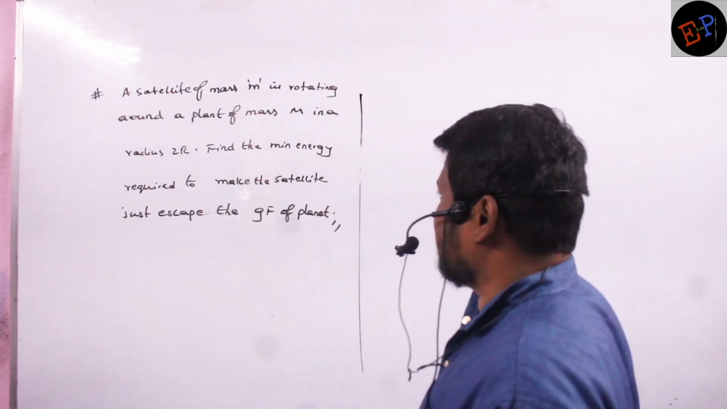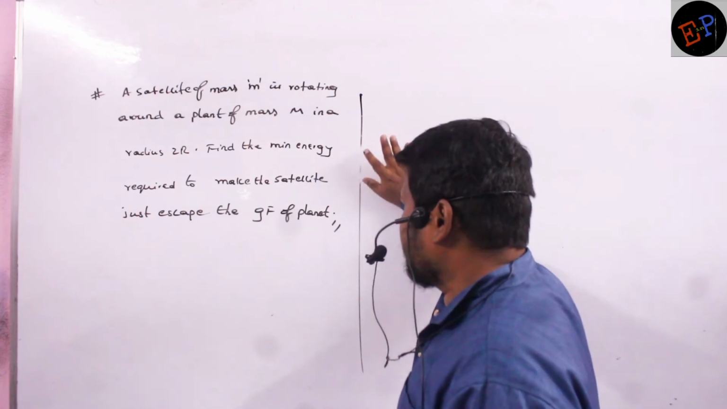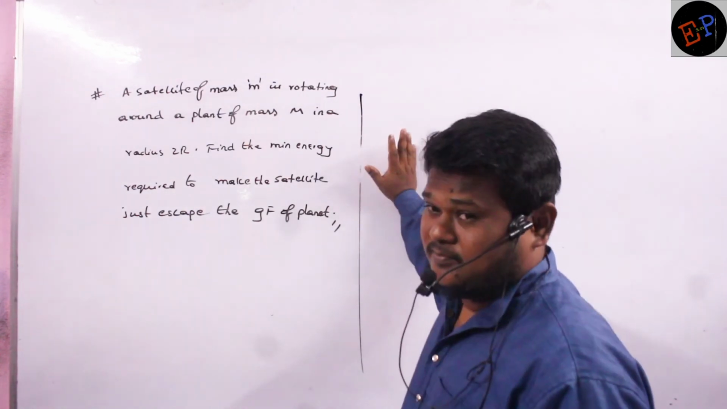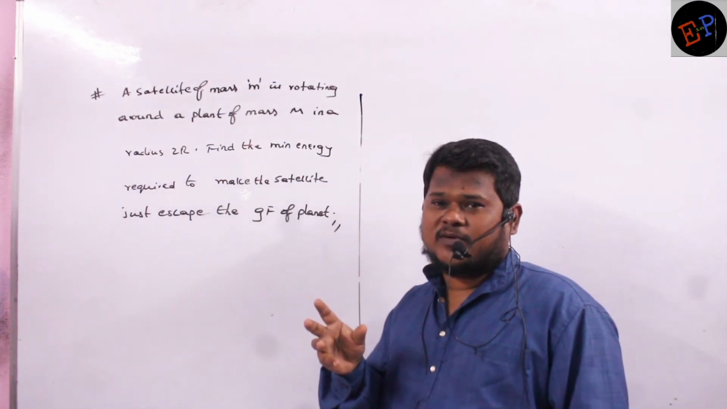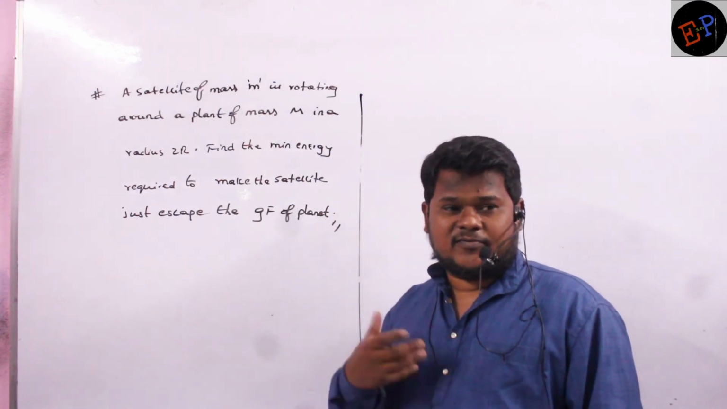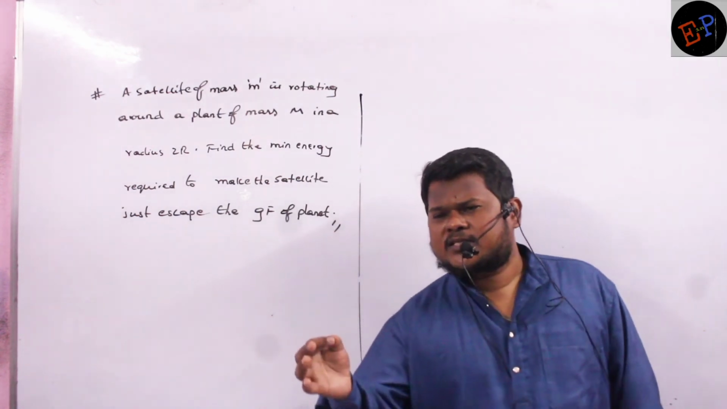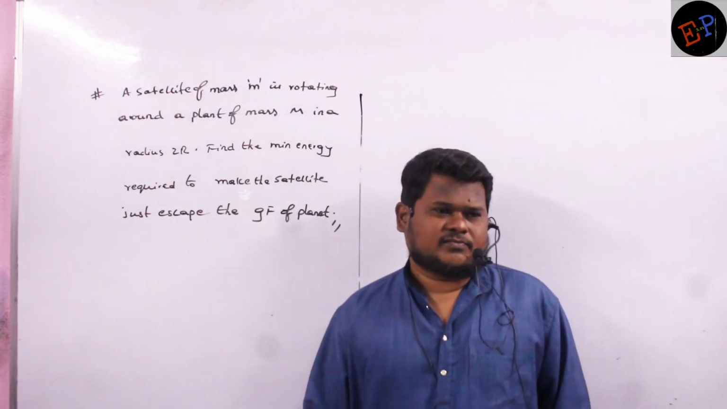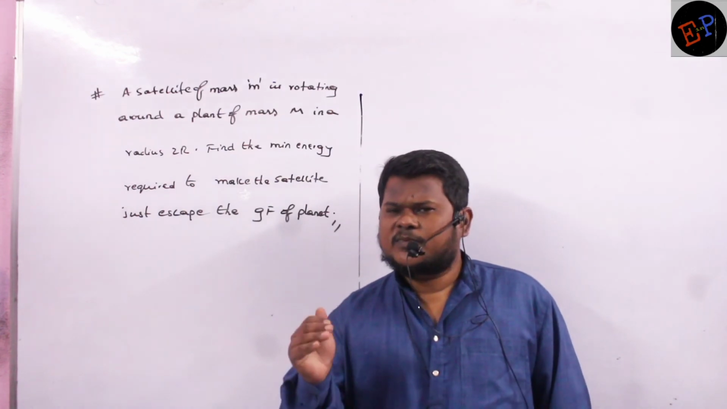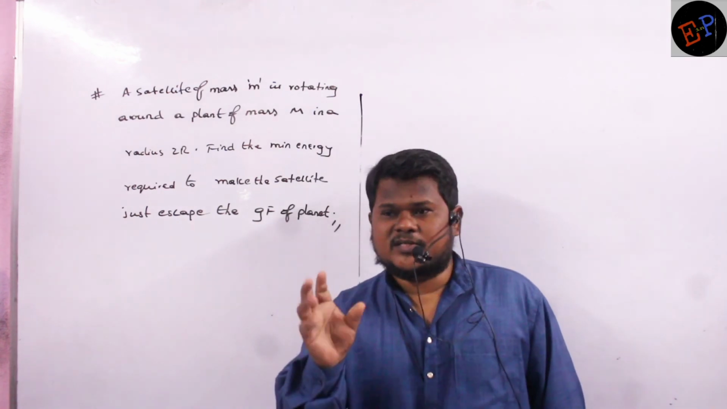Now see. So there is a satellite of mass m rotating around a planet of mass M in a radius of 2r, just like the previous problem. But now we are not sending the satellite to 3r. I have to send this satellite into infinity. Into infinity means what? It should escape the gravitational field. Just escape means what? Just escaping means after escaping its velocity should become 0. Final velocity should become 0. This means just after crossing the gravitational field its velocity should become 0. That is called just escaping.